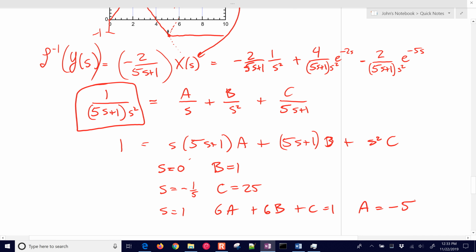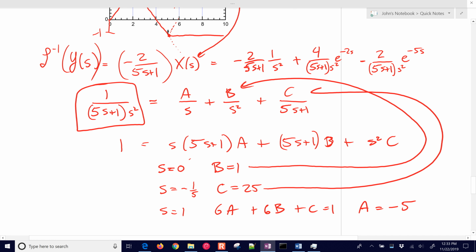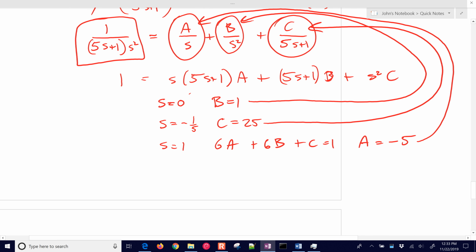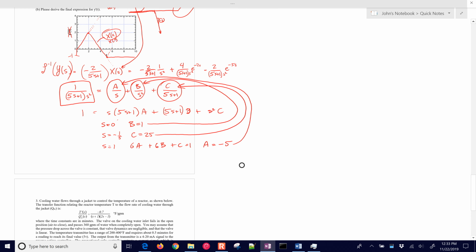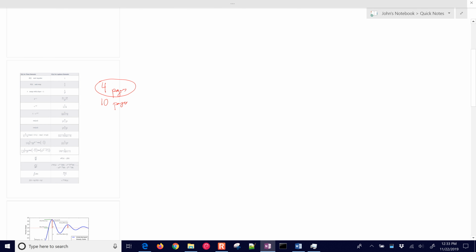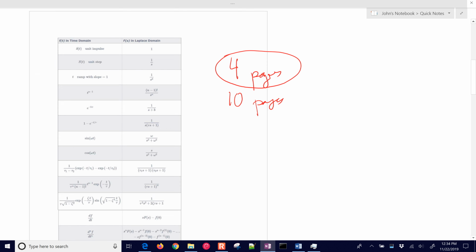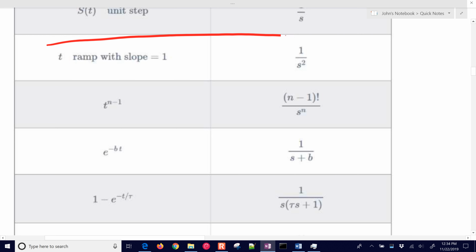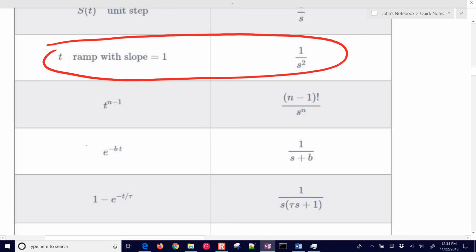Alright, so I can just plug each of these in. There's my b value, I'll plug that back in there. Here's my c value, plug it in here, and a value there. Now I have each of these terms that I can then convert back into the time domain with my Laplace tables. So I'm going to go back to the Laplace tables. Let's see if we can find those. Alright, here is one of them. We have the ramp. And then we have another one right here.